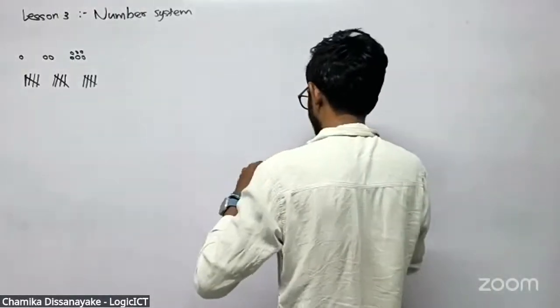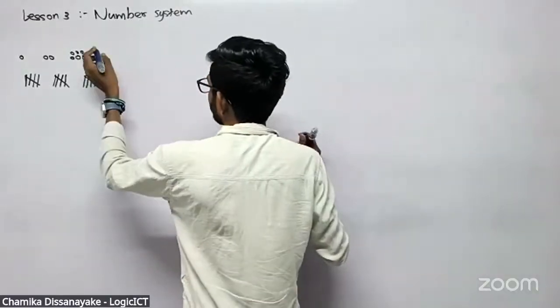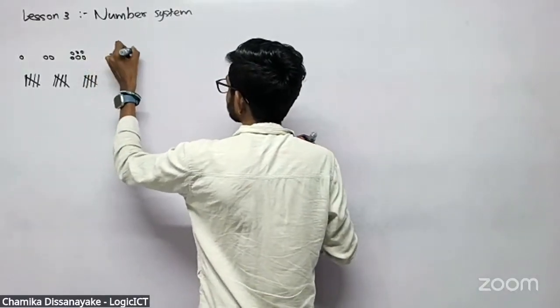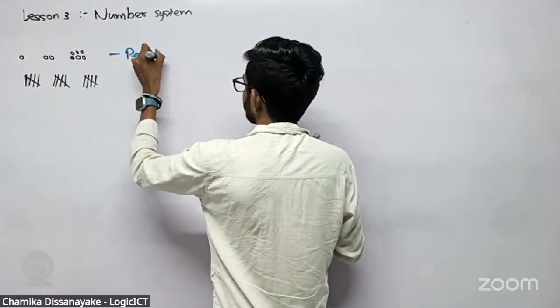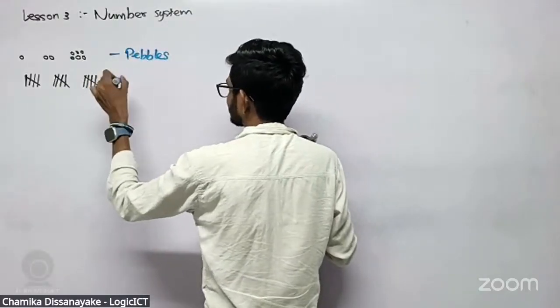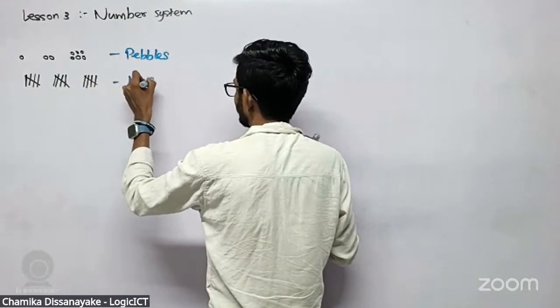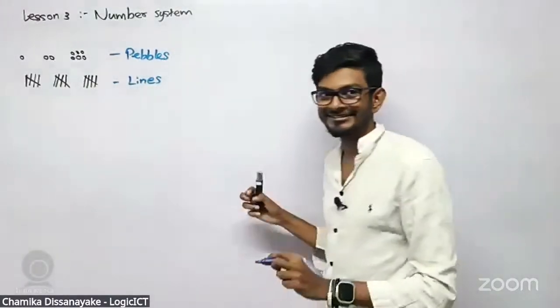Lines. So I will just write the name. This is pebbles. I will just write lines. I don't know the name, so I will just write lines.